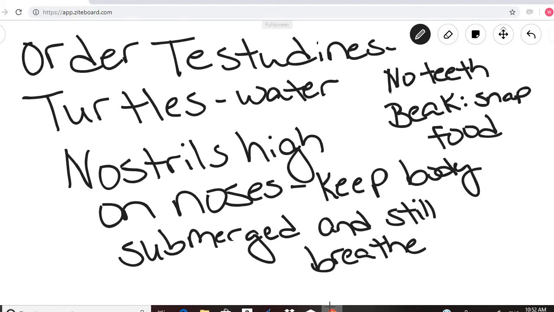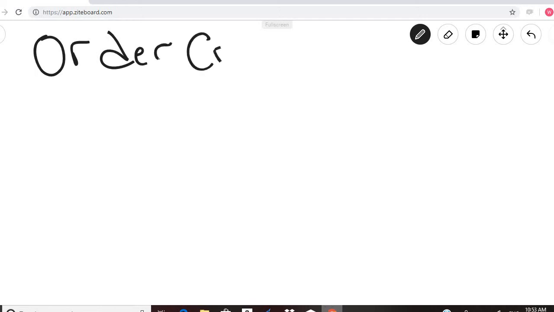Your book mentions some of the very large turtles, like the leatherback sea turtle, which can grow up to be about 1,500 pounds. Okay, then the last thing that we will do today is order Crocodilia. And this order includes the alligators and crocodiles.